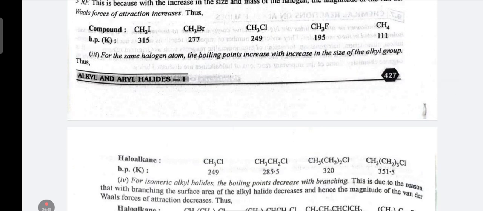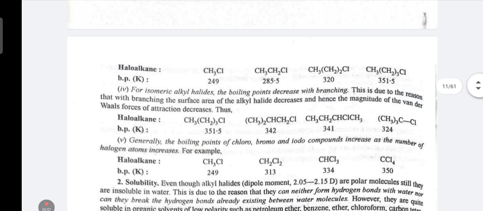Third, for the same halogen, the boiling point increases with increase in the size of the alkyl group. Fourth, for isomeric alkyl halides, the boiling point decreases with branching. This is due to the reason that with branching the surface area of the alkyl halide decreases, and hence the magnitude of van der Waals forces of attraction decreases. Generally, the boiling point of chloro, bromo and iodo compounds increases as the number of halogen atoms increases.